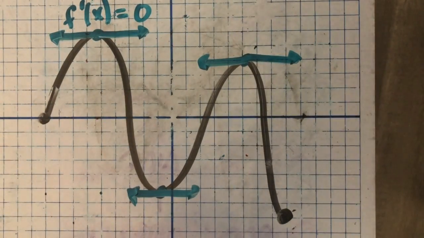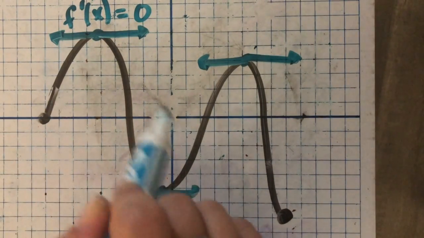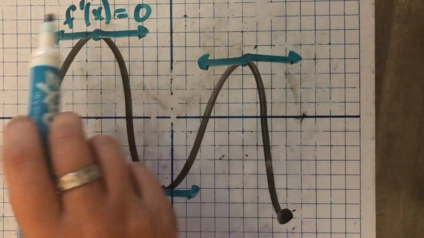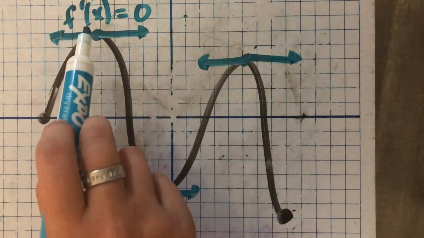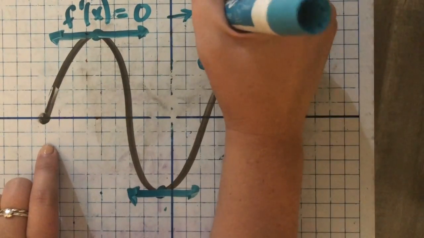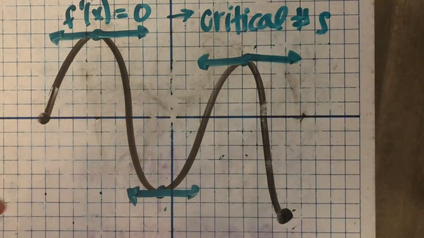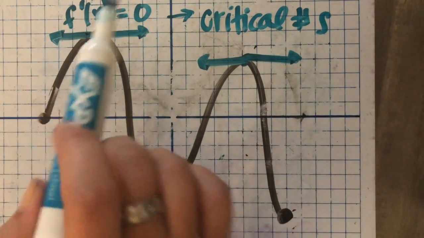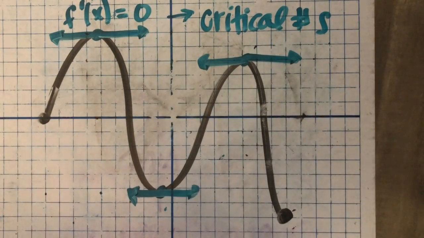So in order to find where my maximums and minimums are, I can do that without the graph if I just think about all of the places where my derivative is equal to 0, or where my tangent line is a horizontal line, okay? We call these places where the derivative equals 0 critical numbers, okay? So all the places where the derivative equals 0, or where we have a horizontal tangent line, that means we have a minimum or a maximum present, and we call those critical numbers, okay?